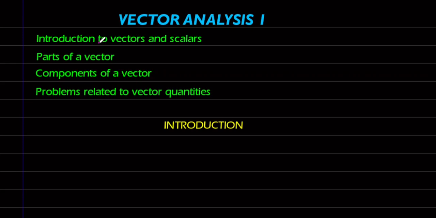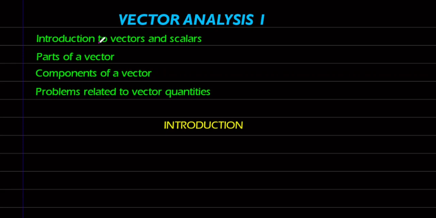That means vector quantities are quantities that have magnitude and direction, while scalars are quantities that only have magnitude and no direction. Other examples of vector quantities are acceleration, displacement, electric field strength, current density, gravitational field strength, and so on.